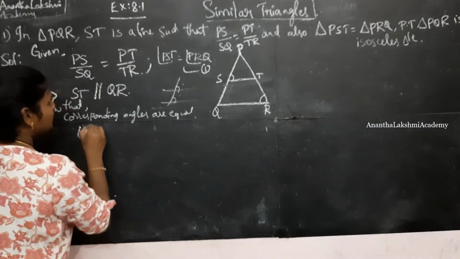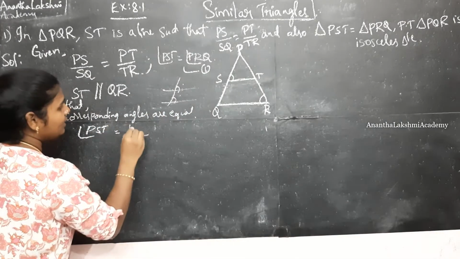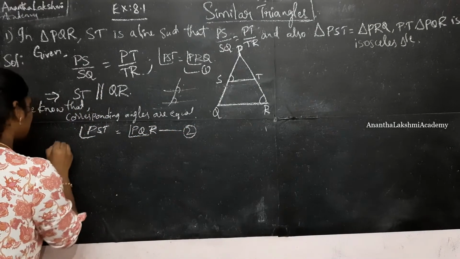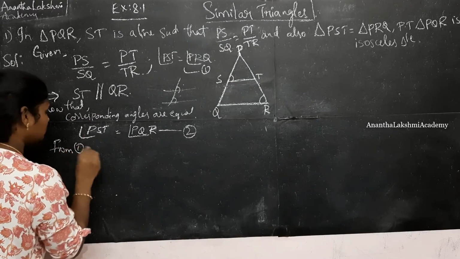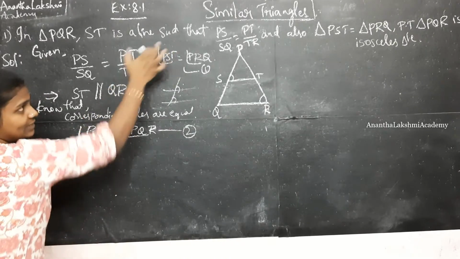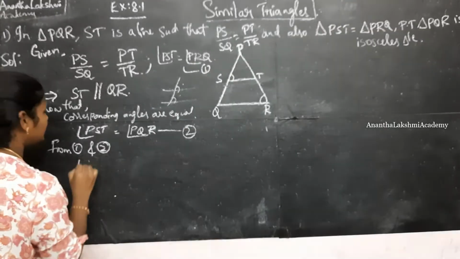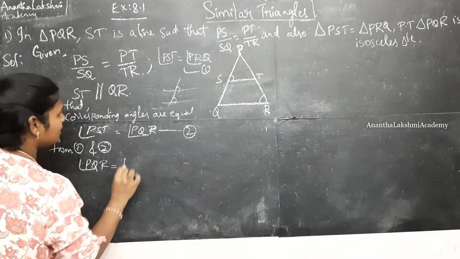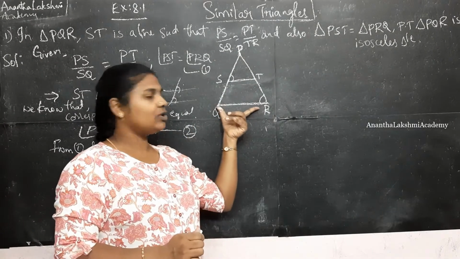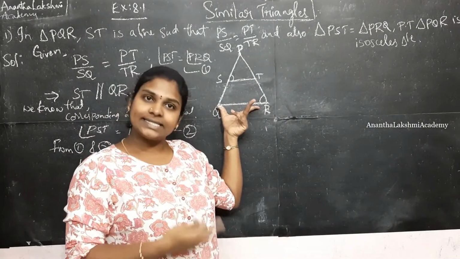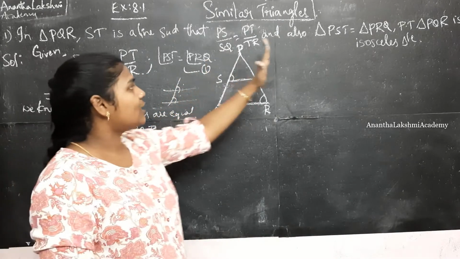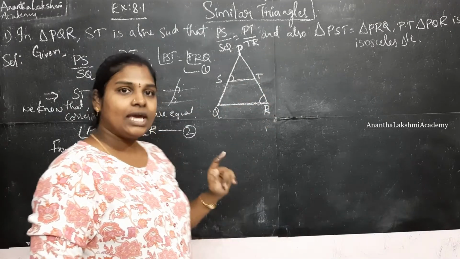So let me write it. Angle PST is equal to angle PQR. From 1 and 2, can I write angle PST, angle PST, the LHS is same. So I am going to equate the RHS, which is nothing but angle PQR is equal to angle PRQ. So here in this triangle, angle Q and angle R are the same. So when two angles of a triangle are equal, the sides opposite to the angles are also equal.